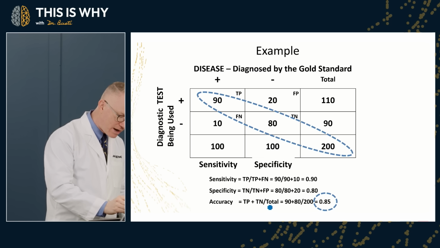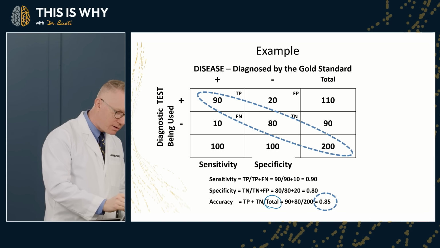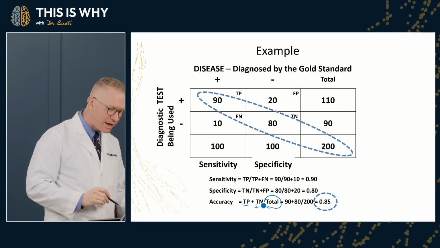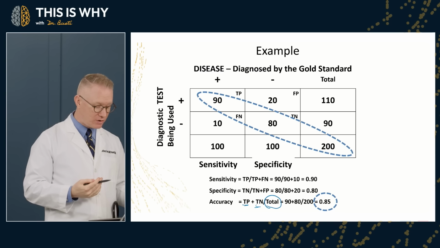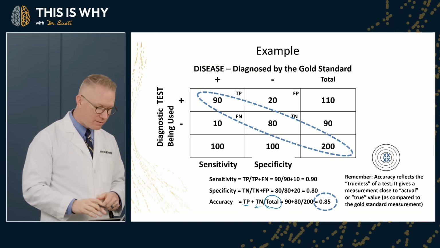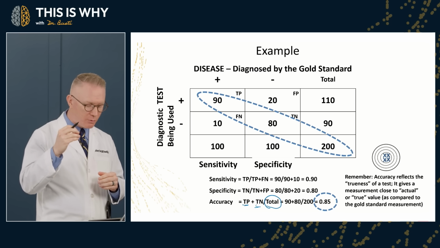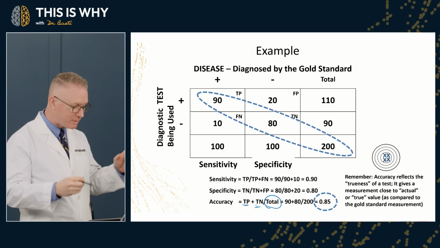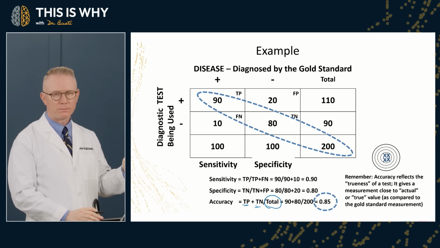So the formula down here is the total number of samples on the denominator, and that is divided into the total true positive and true negative. How accurate is this study? And you see that the result is 0.85. Okay? And that is how accurately it reflects the true results, especially when you compare it to the gold standard.